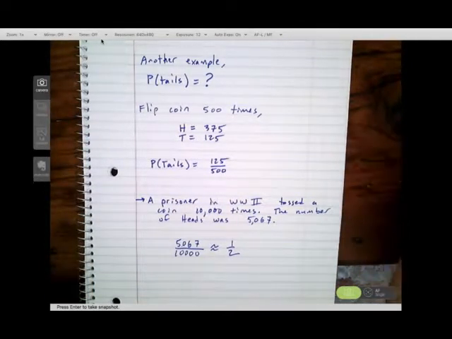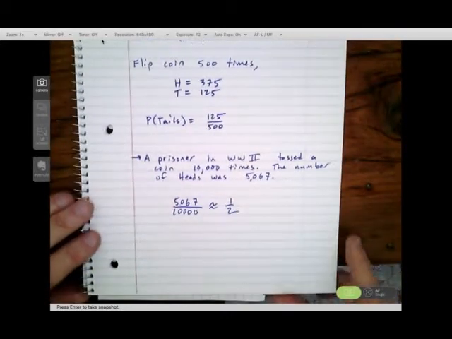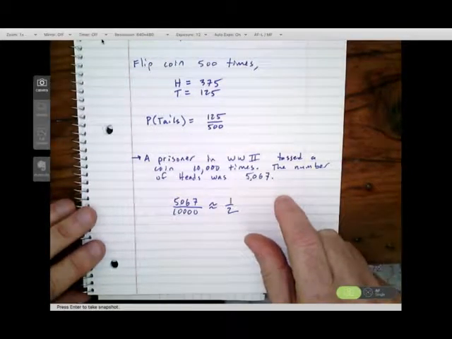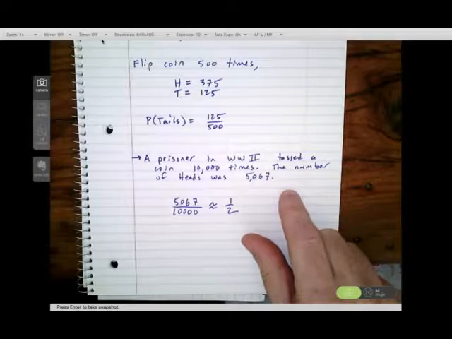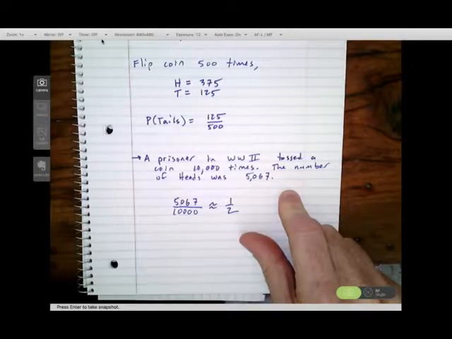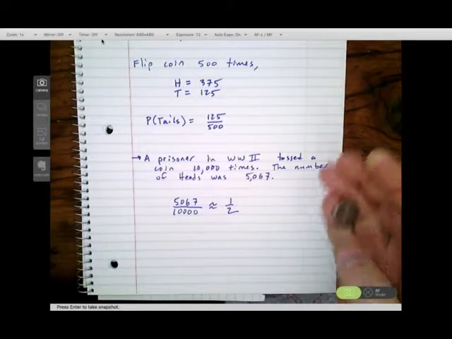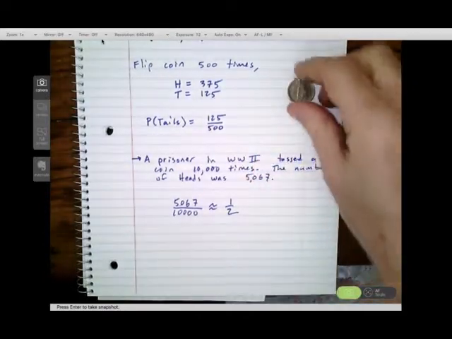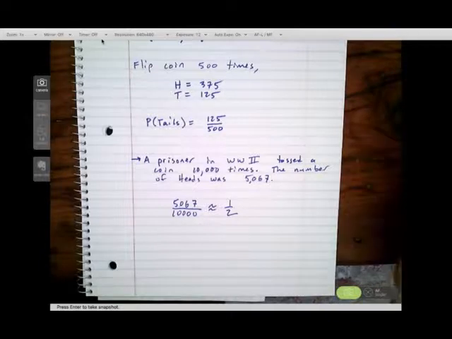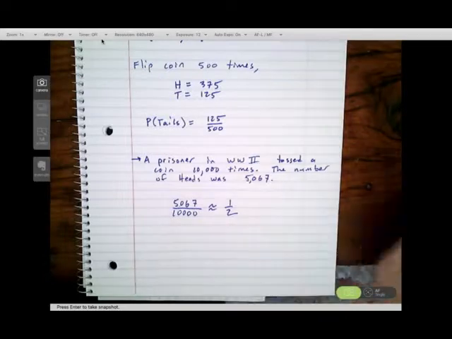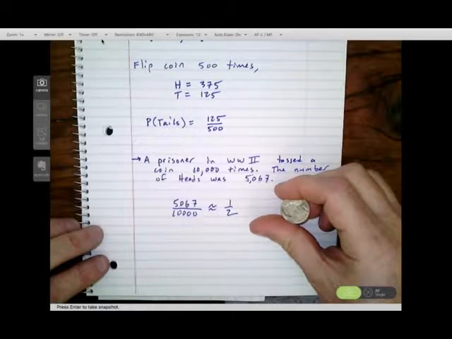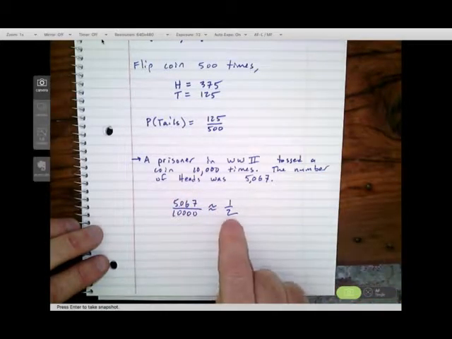So just an example here, while I was working this out, I was thinking about it. There was a prisoner in World War II who was curious about this same problem, except he was looking at heads, but really the same idea. And he was locked in a jail cell for a long time. And so he and I think one partner, they flipped a coin 10,000 times. 10,000 times, that's a lot. And it turned out that he got 5,067 heads. And 5,067 out of 10,000 is really close to 1/2. So usually in a situation like this, the more trials you do, the more your result will approach what you would expect based on the theoretical probability.